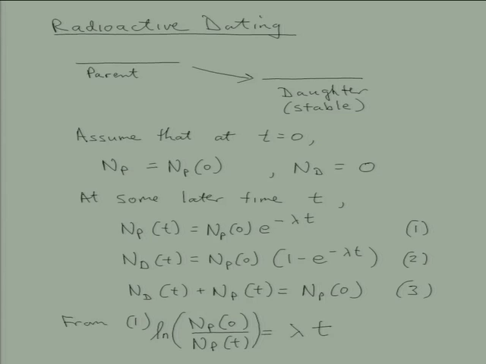And you can see what happens. At very, very long times, this thing goes to 0, okay? And so the number of daughters becomes equal to the parent. So what that's saying is eventually all the parents become daughters.